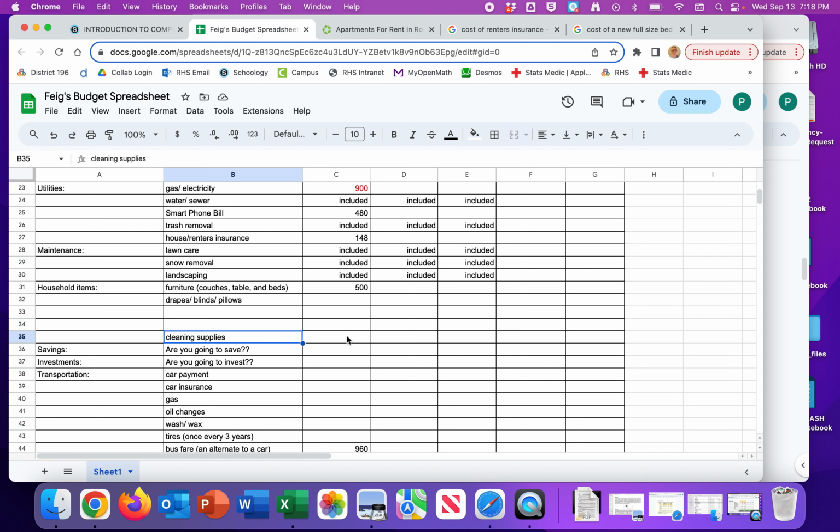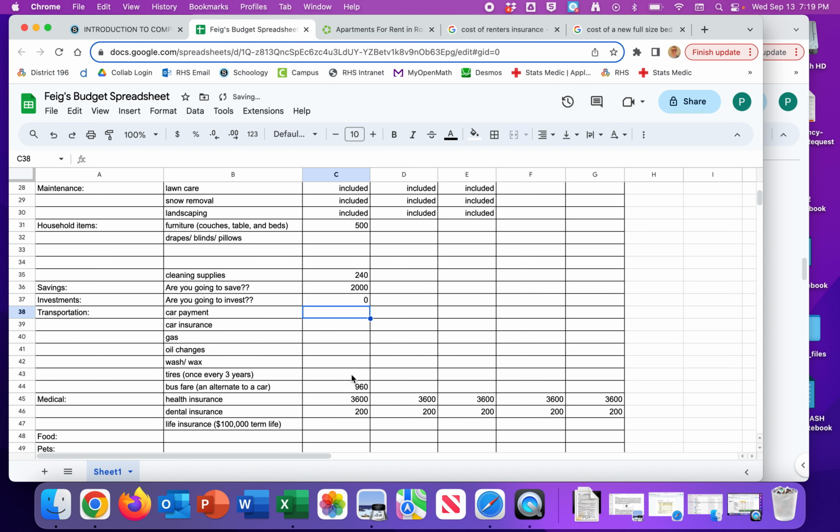Let's just say you could easily spend $20 a month on your laundry detergent, your dish soap, your sponges. Let's just say $20 times 12 months. So $240 a year. Are you going to try to save any money? Let's say I'm hoping every year, this is annual, to save $2,000. Okay? Are you going to invest any money? That's the stock market. Maybe it's too early for that. I'm just on my first job, $15 an hour. I'm not going to do that. So you could say 0, or you could just leave it blank.